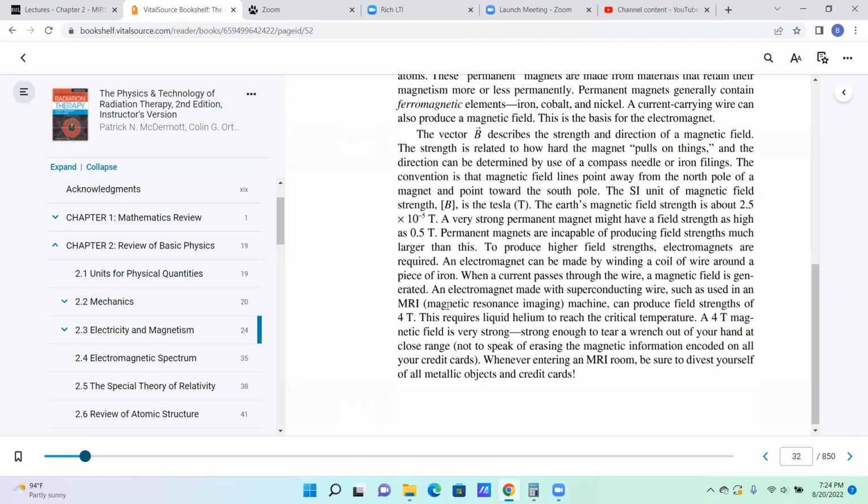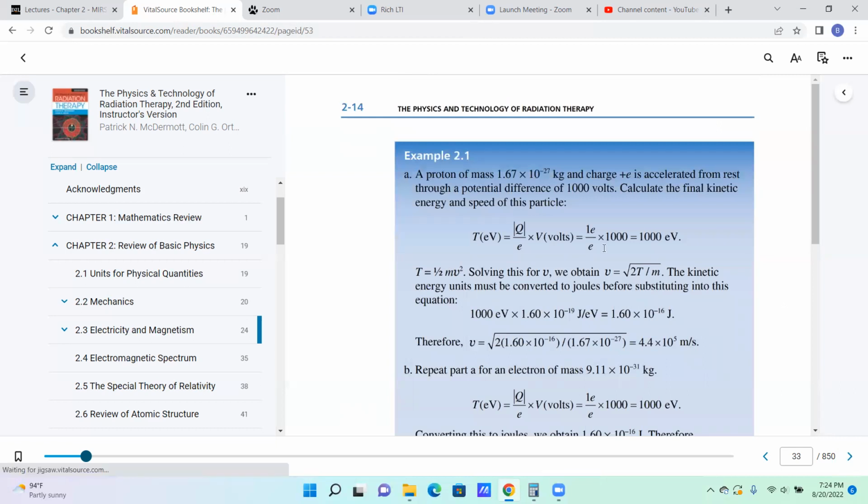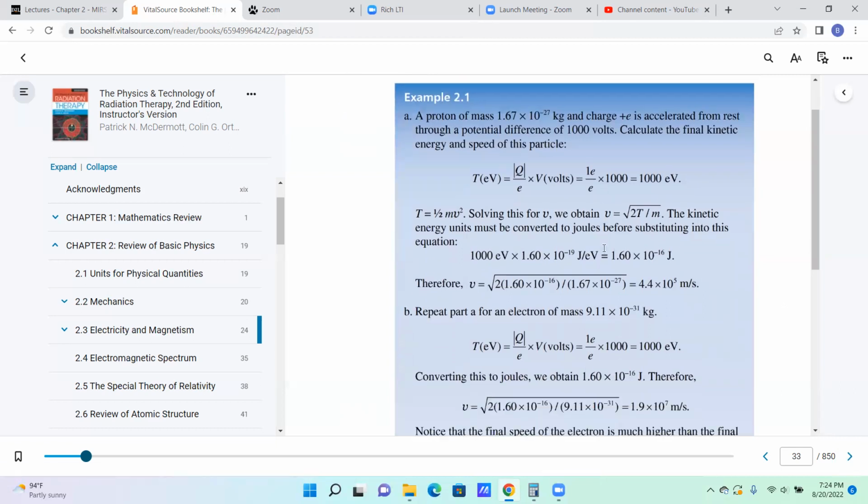Draw that in comparison to what we were reading up here. This requires liquid helium to reach the critical temperature. A 4 Tesla magnet is very strong, strong enough to tear a wrench out of your hand at close range, not to speak of erasing magnetic information on credit cards. So whenever entering an MRI room, be sure to divest yourself of all metallic objects and credit cards. Some of the pictures I've seen out there of gurneys and whatnot being drawn into an MRI are pretty impressive. So those are some pretty strong fields.